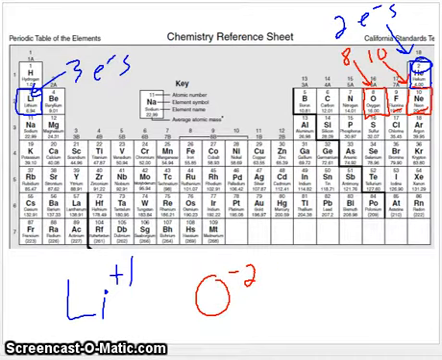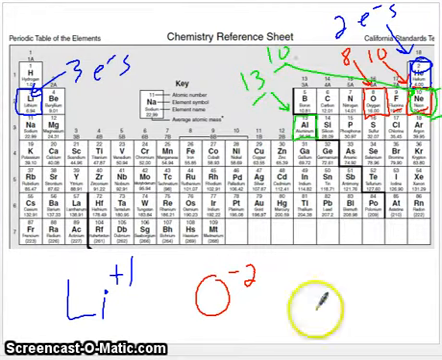And finally, taking a look at aluminum. Aluminum has 13 electrons. Its closest noble gas, now there are 2 possibilities. It could be neon with 10, or it could be argon with 18. So aluminum can go either way, but the closest one is neon. Neon has 10 electrons. So aluminum would lose 3 to go from 13 down to 10. As aluminum loses 3 electrons, it acquires a +3 charge.